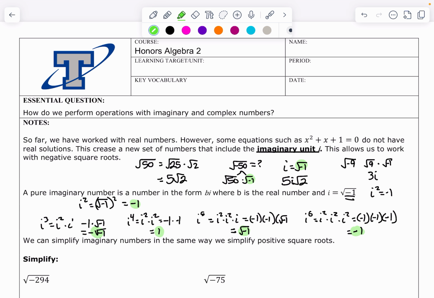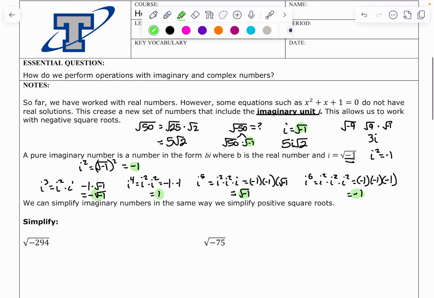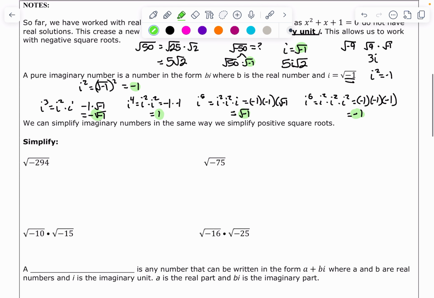So it'd be negative 1, negative i, or negative square root of negative 1, 1, square root of negative 1, back to i, then back to i squared. So you can use that pattern to figure out any power. So then we can use that to break these down.